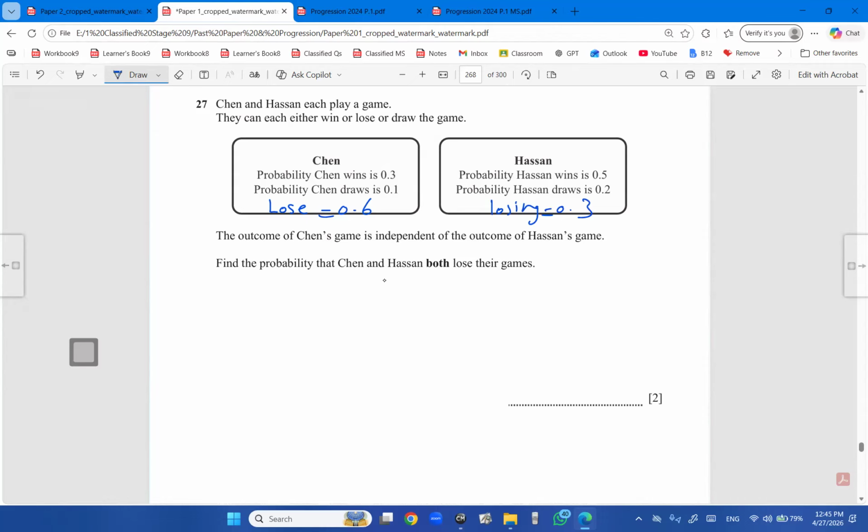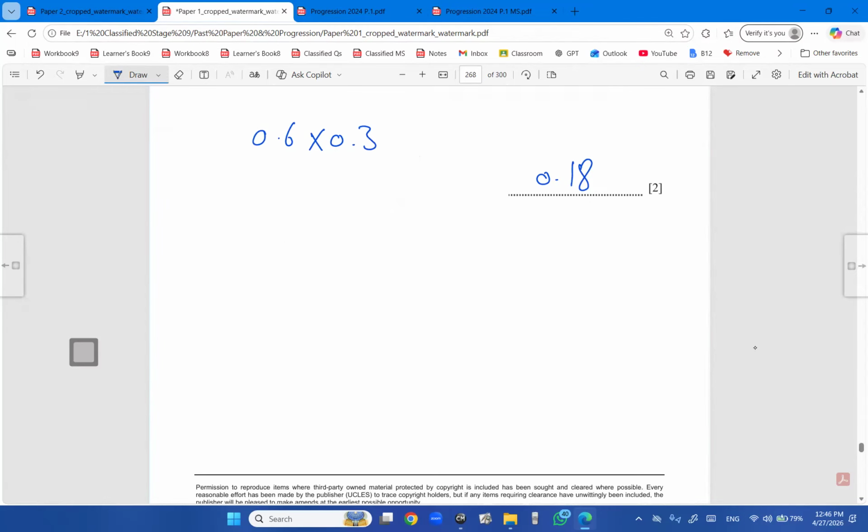So find the probability that Chen and Hassan both lose their games. This word both you will never find unless it's independent. All right, anyway, not to confuse you, we said both means and, and since we're saying and, then we're going to use multiplication. So 0.6 multiplied by 0.3 equals 0.18.